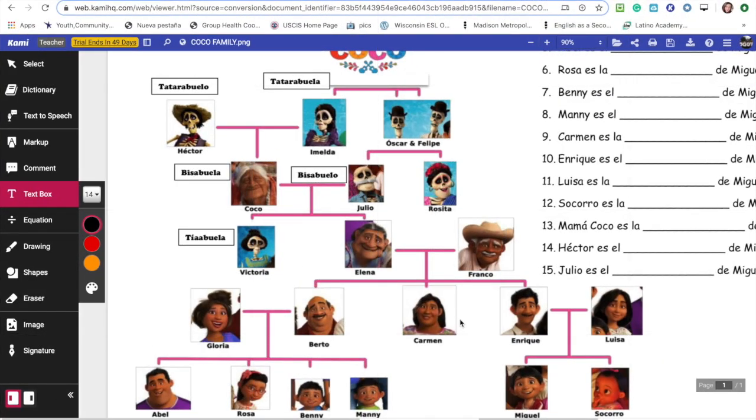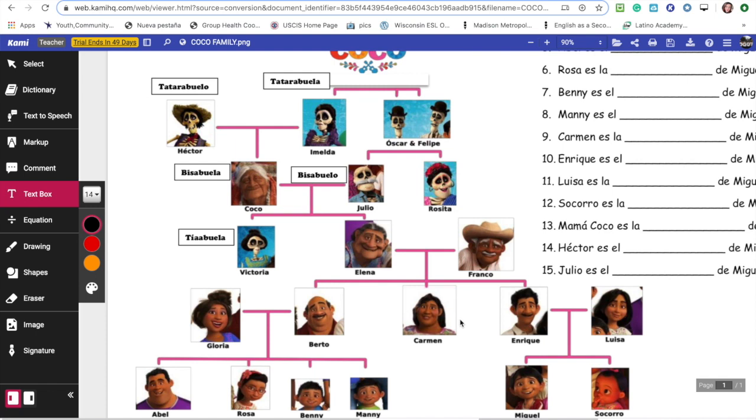Hoy vamos a aprender sobre la familia. Today we're going to learn about the familia, family. How? Well, you need to watch the puzzle video to understand the Coco movie if you haven't seen it, or to remind yourself about it if you've seen it, to remember some things about Coco and the family members.